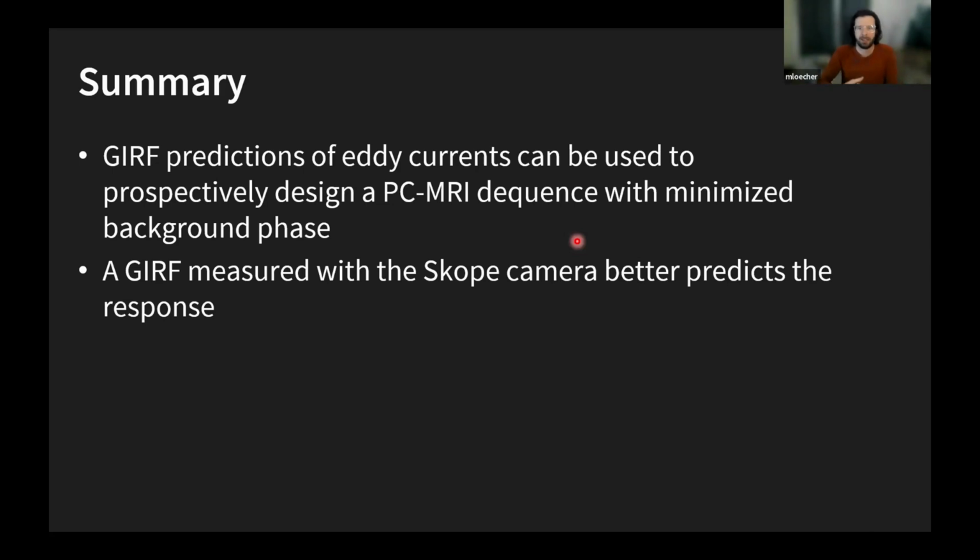So in summary, it does seem that these GIRF predictions of eddy currents can be used to prospectively design a PC-MRI sequence with minimized background phase. And what we also found is that we've switched to a GIRF measure with the Skope camera because it definitely better predicts this response for us.